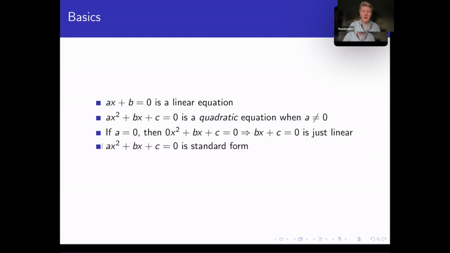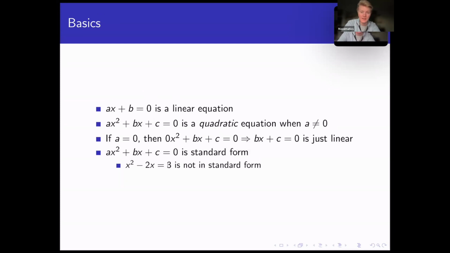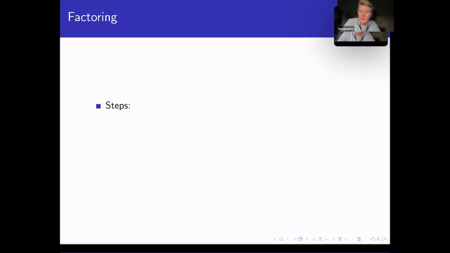Okay, we call ax squared plus bx plus c equals 0 standard form. And in a lot of cases, we want our equations to be in standard form. There's going to be one type of method of solving quadratic equations where we don't need to have equals 0. But in general, we want equals 0. So, for example, x squared minus 2x equals 3 is not in standard form. But if we were to subtract 3 on both sides and get x squared minus 2x minus 3, that would be standard form.